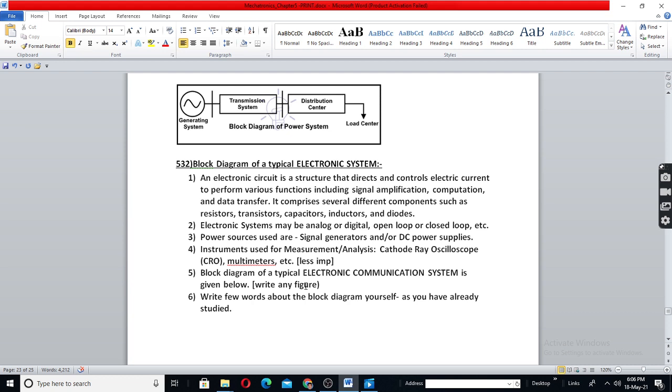Next is the electronic system. In an electronic system, the power source is usually a signal generator or DC power supplies, not AC power supplies. It can be analog or digital. The function is amplification, computation, data transfer, etc.